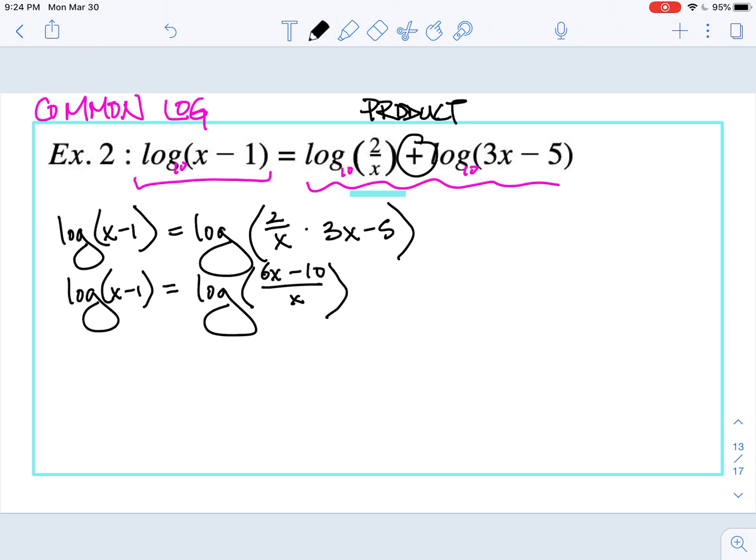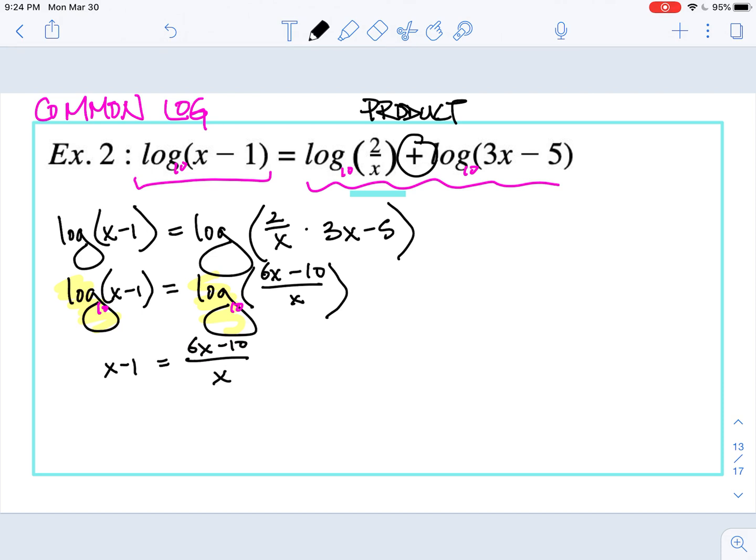Now this one is actually really nice because I've got a log on both sides. All right, I've got a log here, I've got a log here, and even better, the base on this side and the base on this side are the same. And when I have a log of something equals the log of something else and the bases are the same, I can just take the thing that's being logged on one side and set it equal to the thing that's being logged on the other side.